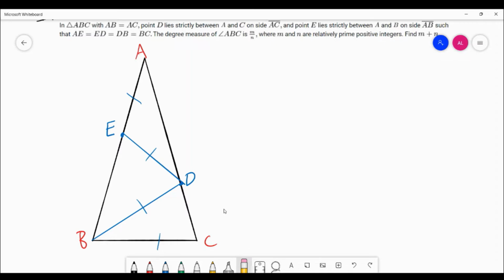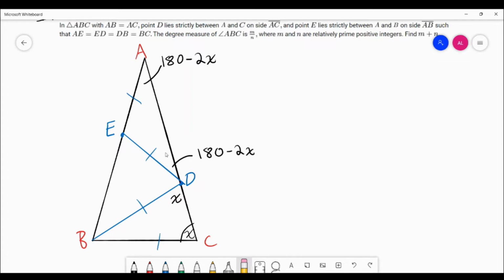So the degree measure of ABC in this case is the same thing as ACB, right? Because triangle ABC is isosceles. So since this angle right here is x, this angle right here is also x, since BDC is isosceles. And also, this angle is 180 minus 2x, because the sum of the angles of a triangle is 180, and these two base angles right here are x. But then since this triangle is isosceles, this angle right here is also 180 minus 2x.